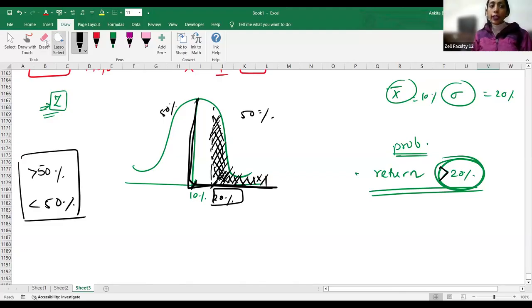Do you get the point? Why? Because the normal distribution divides the whole distribution from its mean into 2 equal parts, where each part is 50%. So if this total part is 50, then of course this part is smaller than 50. So the probability here would be less than 50.